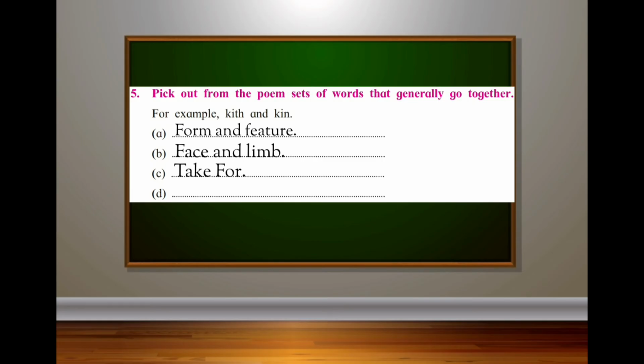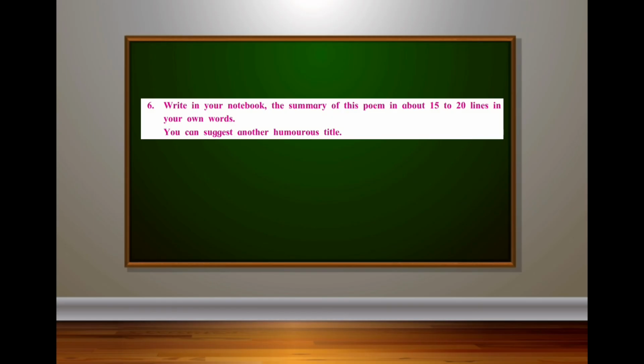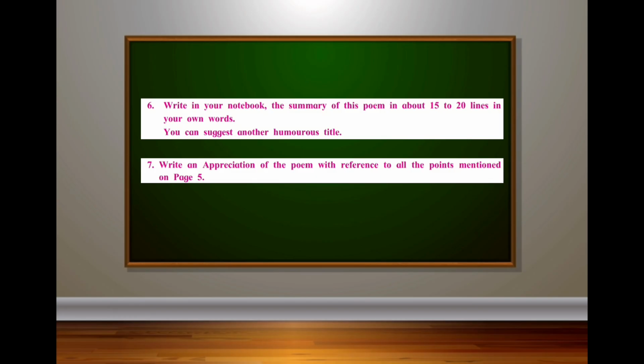Now, question number 6 and question number 7 you have to complete. Question number 6 is: write in your notebook the summary of this poem in about 15 to 20 lines in your own words. You can suggest another humorous title. Question number 7: write an appreciation of the poem with reference to all points mentioned on page number 5.